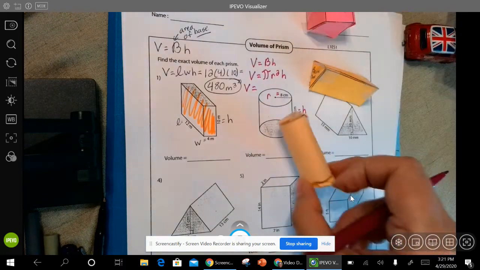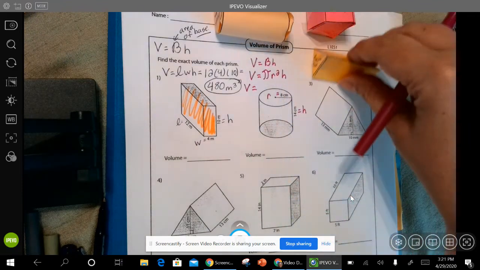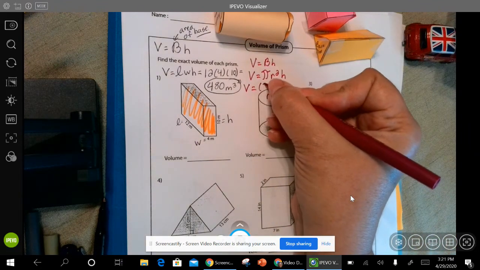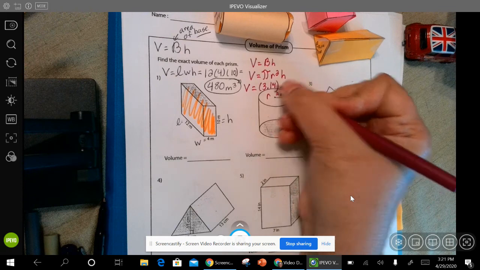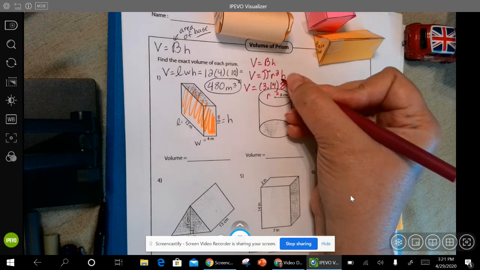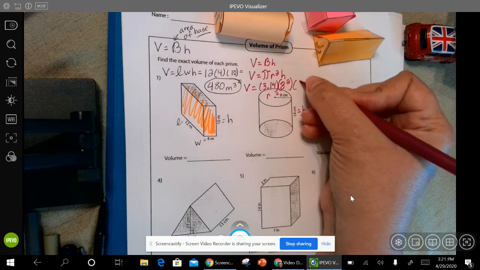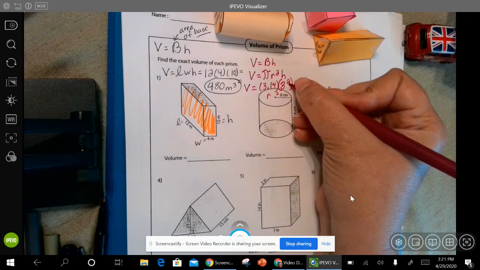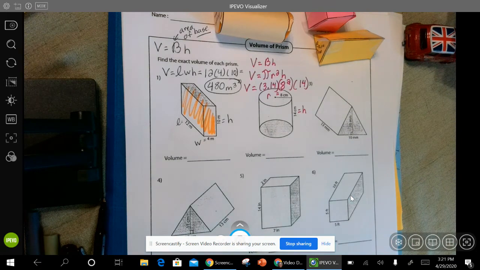Okay, everybody, so remember this is for our cylinder. So we're going to use 3.14 for pi. 8 squared, everybody. So 8 squared times 14. Everybody make sure that you square it. That means 8 times 8. So we just multiply those all together, everybody. So 3.14 times 8 squared times 14. Okay.